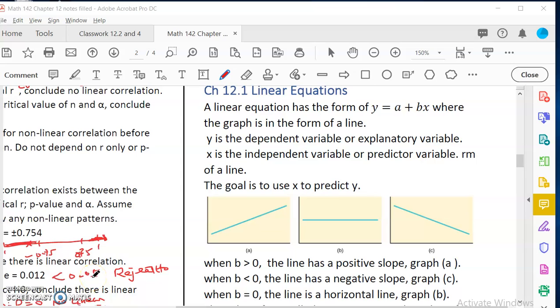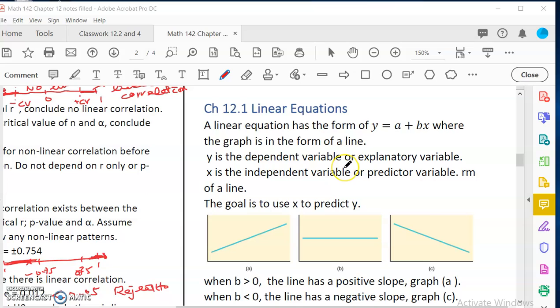Hello, statistics student. This video is for chapter 12.1, 12.3, and 12.5: linear equation, regression equation, and prediction. So let's build up some basic understanding of what we're going to do now.